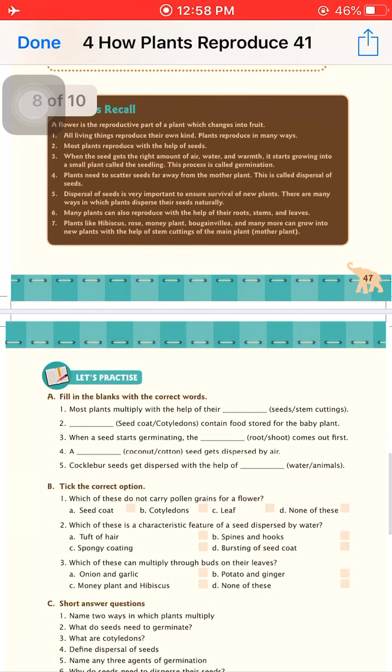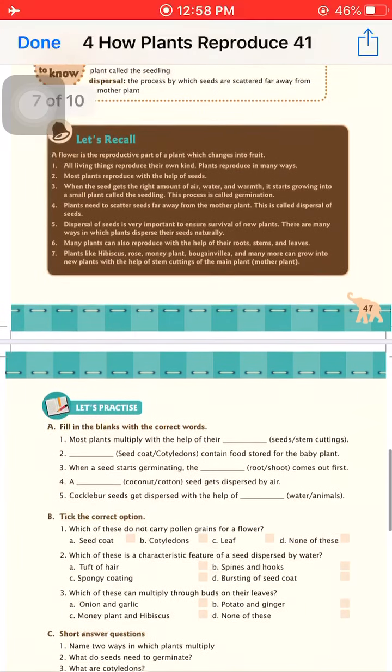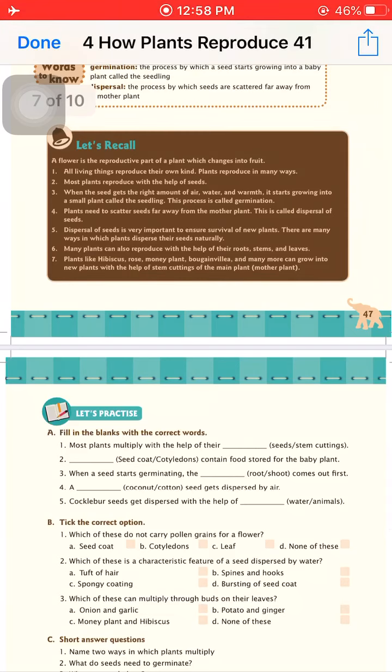Third: which of these can multiply through buds on their leaves? The buds on their leaves, that is money plant and hibiscus. I hope you will understand this chapter. Thank you.